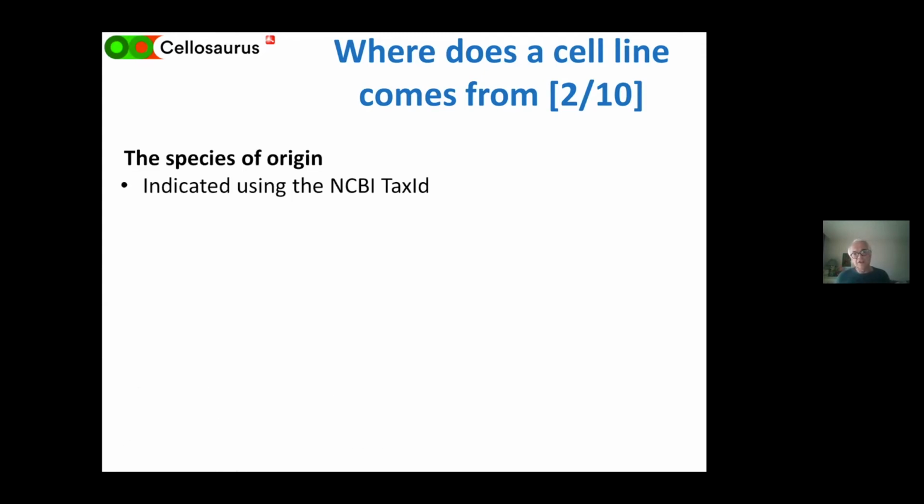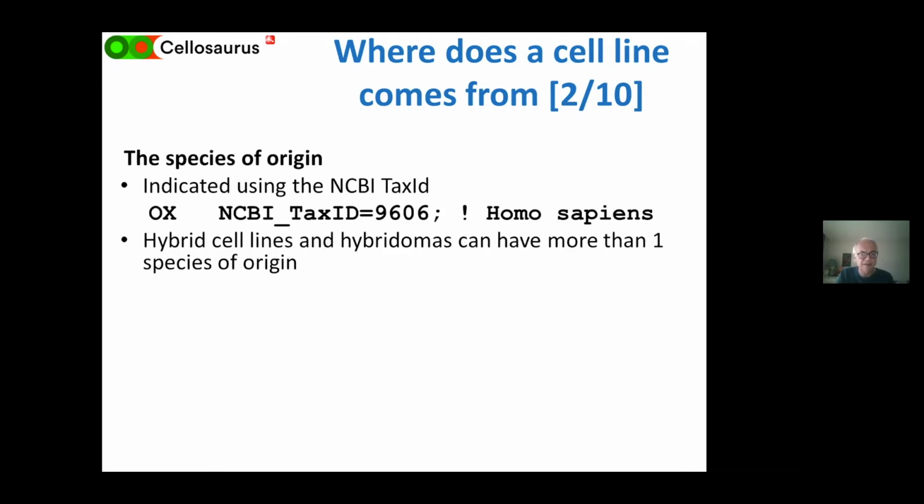Species of origin is quite easy. It can be indicated using the NCBI tax IDs. The NCBI taxonomy database is quite comprehensive. We only had to ask once for them to create a new species entry because we had a cell line from a species which was not yet in the taxonomic database. So in general, there are no issues there, and we can use the NCBI tax ID.